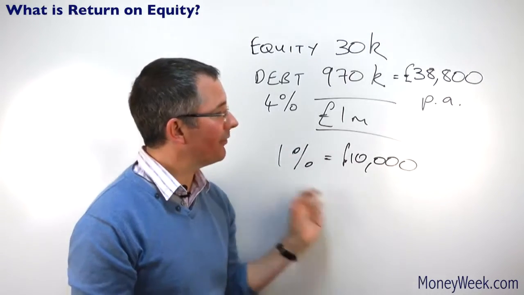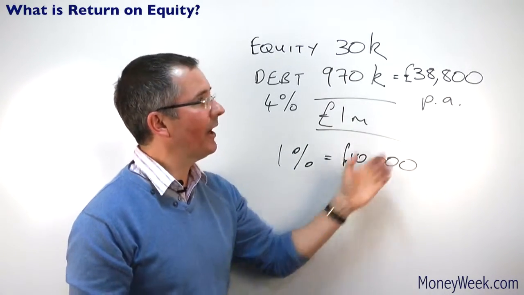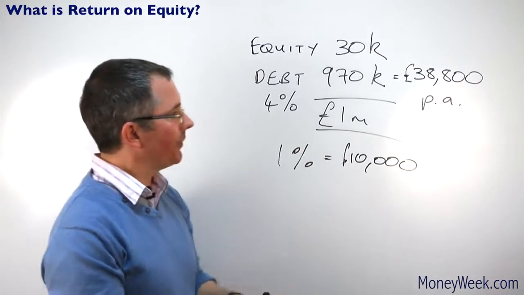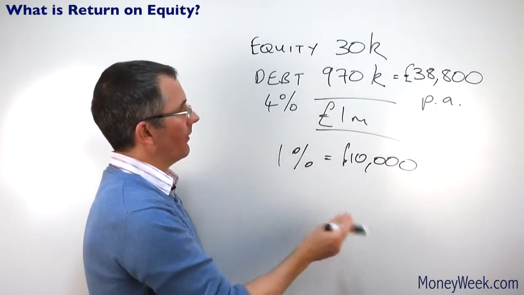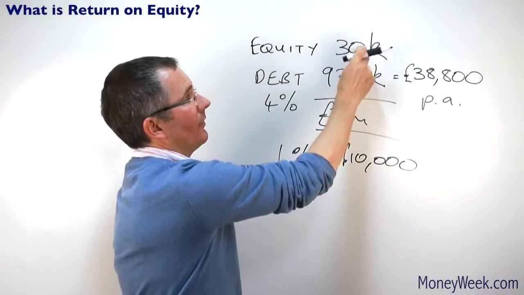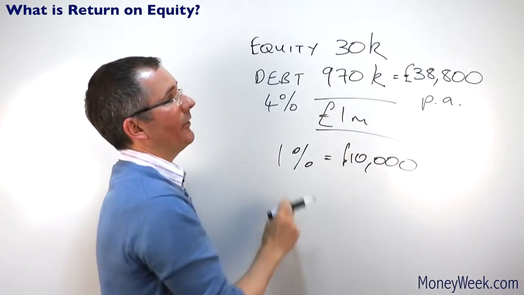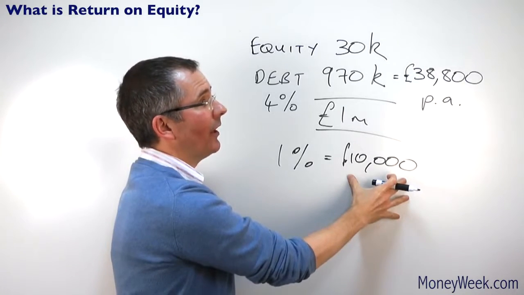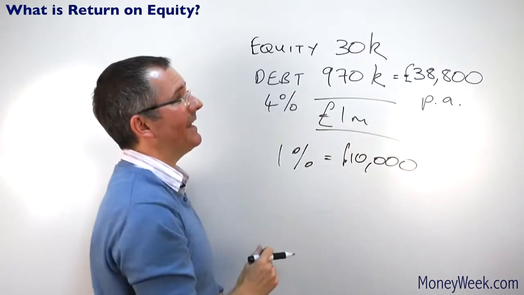So if the return is only 1% on the assets employed, that's not enough. The company will make a loss for the year. And the loss, by the way, will wipe out pretty much most of that equity, because you've got interest of 38,800 and a return of only 10,000. That's enough to almost wipe that out completely.